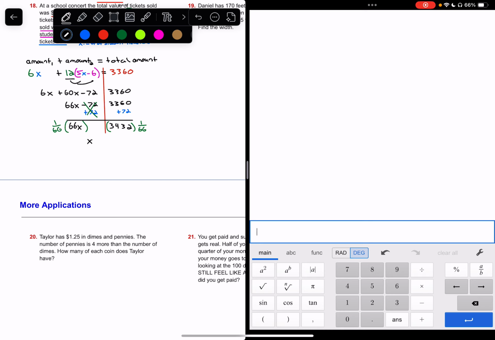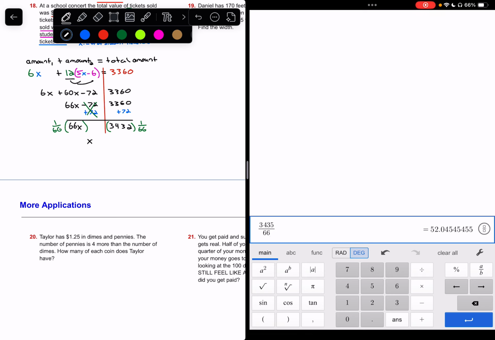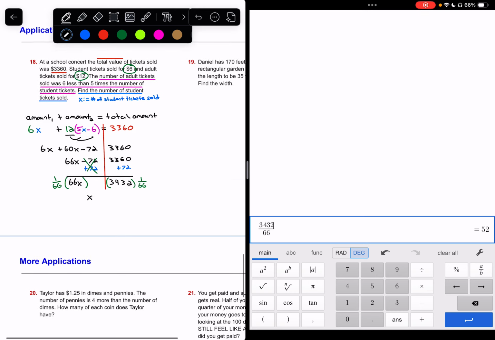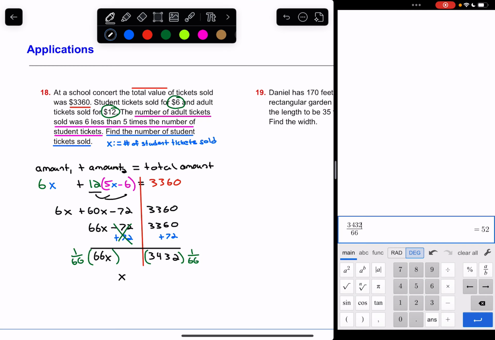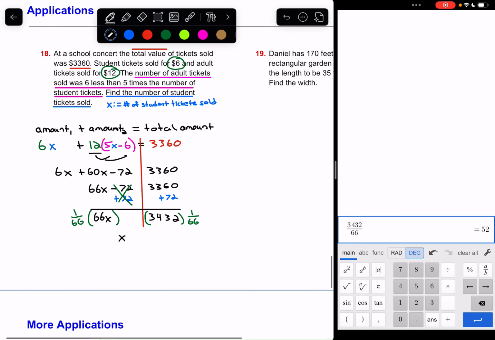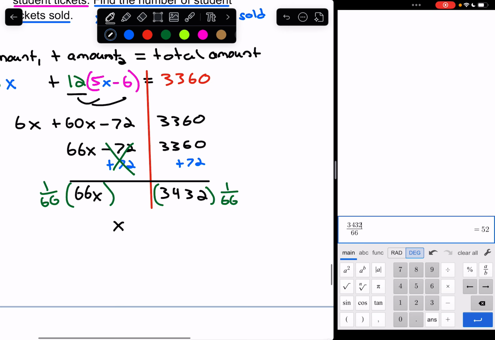And I'm just going to go ahead and divide 3,432 divided by 66. And notice, oh, whoa, 3,432 on top, a little typo there. Notice we get a nice whole number. We get 52 for x. In a situation like this, we expect a nice whole number because we're talking about a number of tickets sold, and it really wouldn't make a lot of sense to sell a partial number of tickets. Okay, so we got that x is 52, and that means that 52 student tickets were sold.